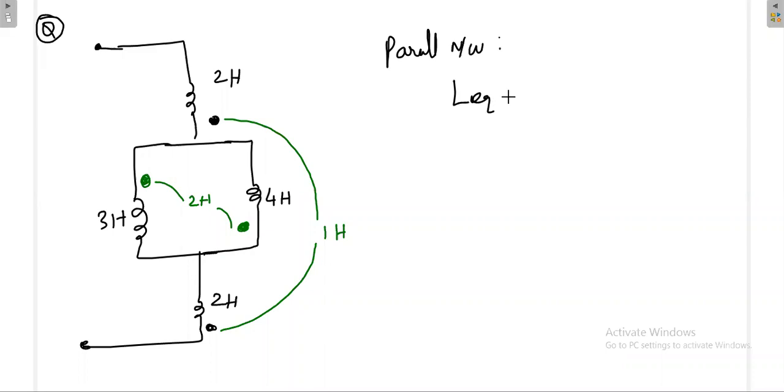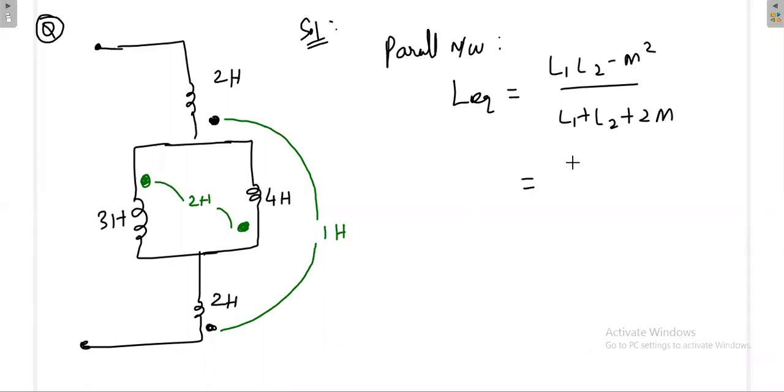What is the L equivalent for the parallel network? So what is the answer? One is entering, another one is leaving. Then what formula do I have to use? L1 L2 minus m square, over L1 plus L2 plus 2m. So this is the formula. So what is L1 L2? 12. Again m value is 2, so 4.